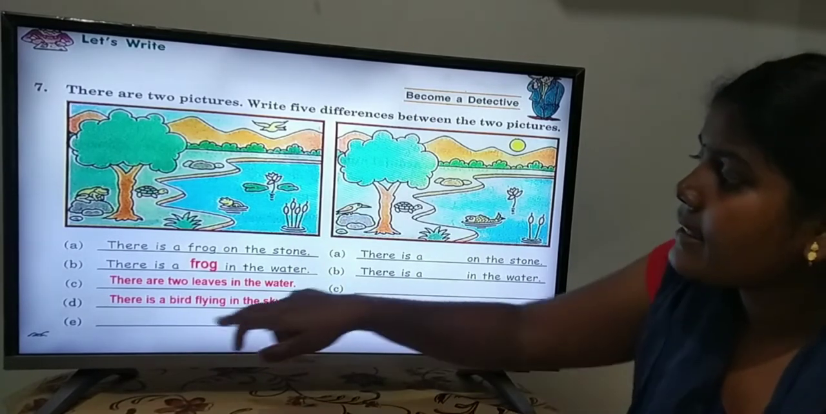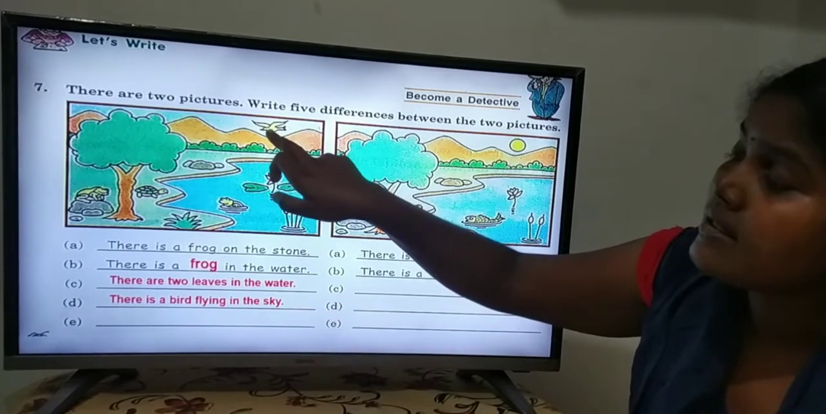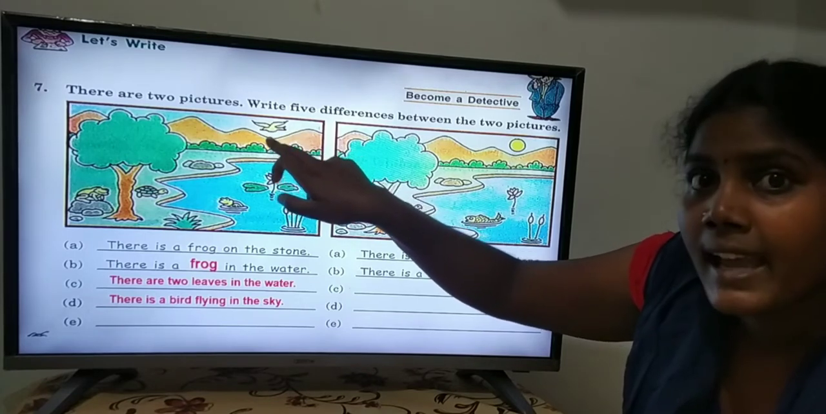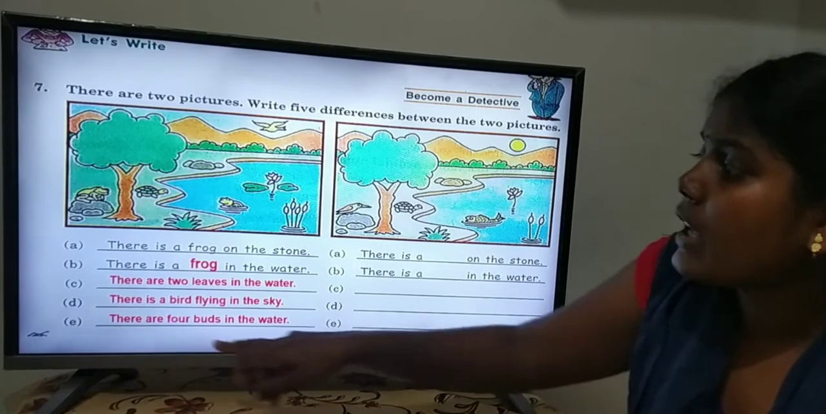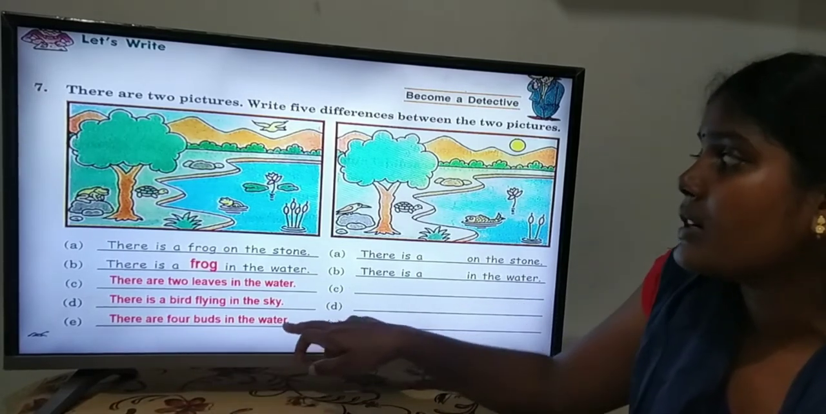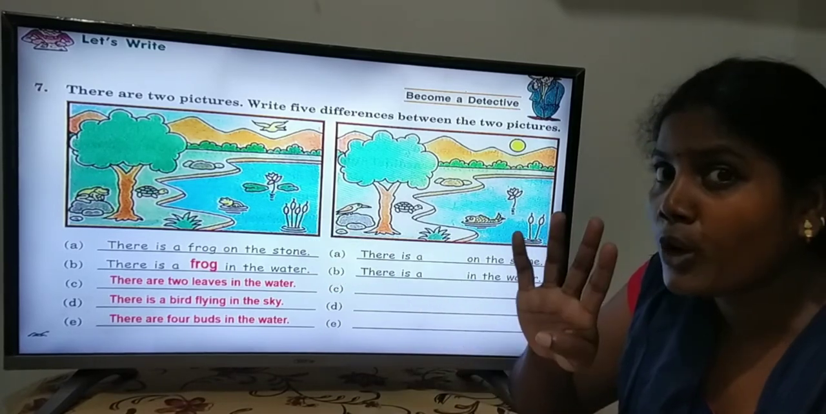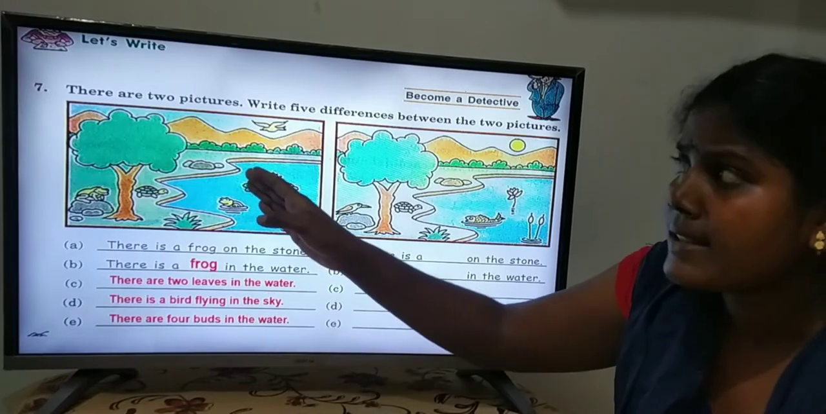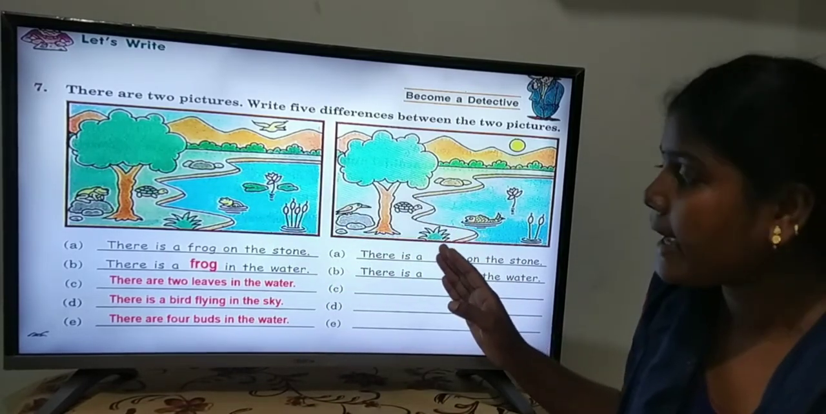Fourth sentence, there is a bird flying in the sky. Yes, you can see now one bird is flying in the sky in the first picture. And fifth one, there are 4 birds in the water. 1, 2, 3, 4. There are 4 birds in the water. So these are the 5 things we can see in the first picture. Now we move to the second picture.